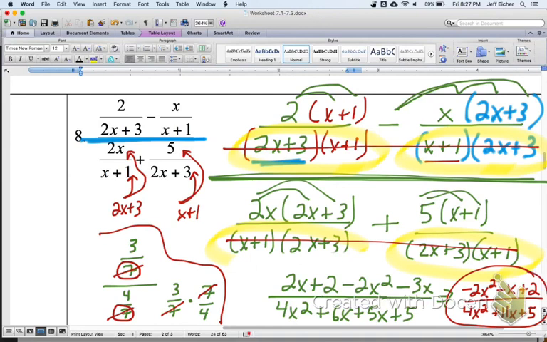Bravo, kudos to you if you followed all of that and were persistent enough to work through all those situations that we came across. So that was number 8. Let's move on.